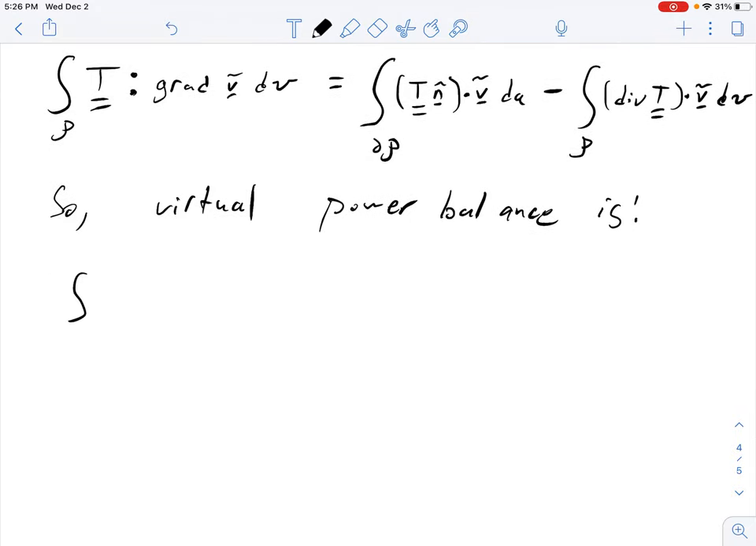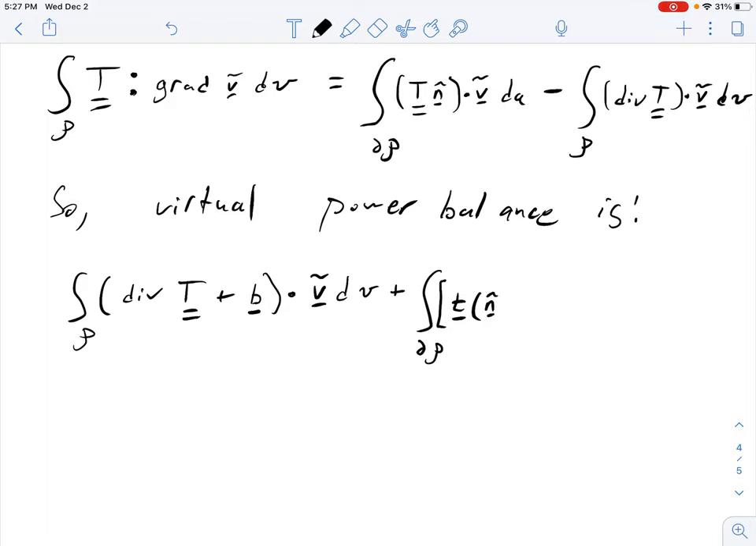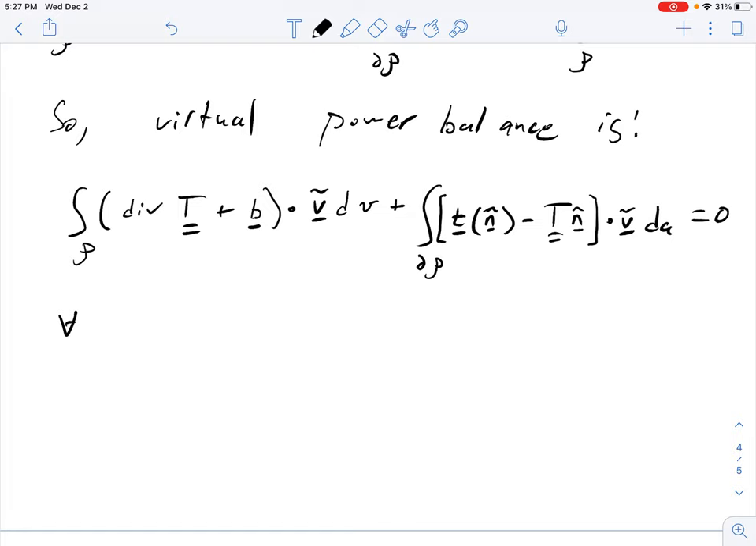It's the integral over P of div T plus B dot the virtual velocity, and then plus the integral over the boundary of T n minus T hat acting on n. That's a hat and not a tilde. Dot V tilde dA is equal to 0. And this is for all P subsets of the deformed body and for all V tilde smooth.